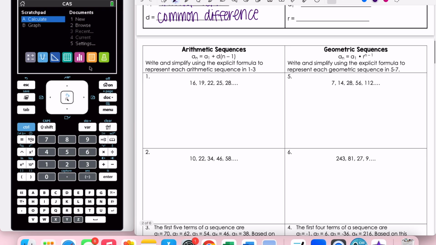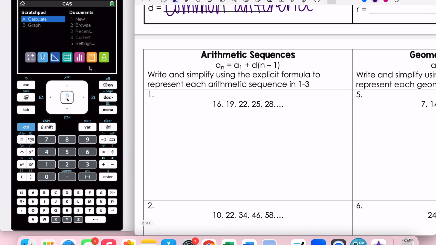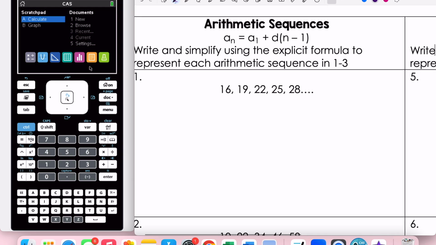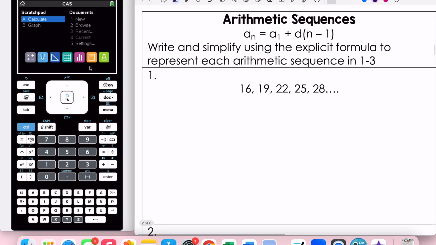So moving on, let's talk about finding an arithmetic sequence. For number 1, we want to write and simplify using the explicit formula to represent each arithmetic sequence in 1 through 3. Number 1, our sequence is 16, 19, 22, 25, and 28. The things I have to find in this problem are A sub 1, the initial term, which is the first term in the sequence, and D, my common difference. The first term in this sequence is 16. So A sub 1 equals 16.